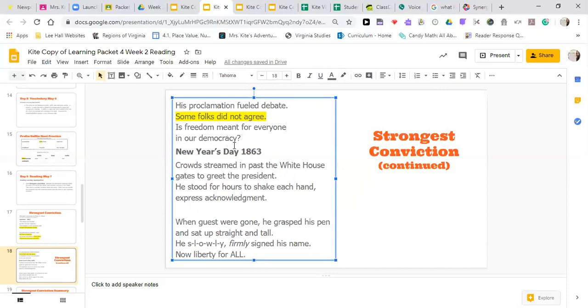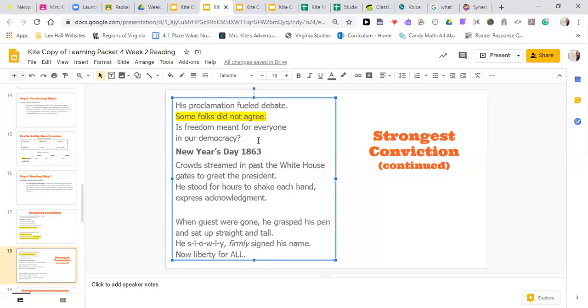Is freedom meant for everyone in our democracy? This question shows us that Lincoln was really struggling with how he should end slavery. Even if other people didn't agree, should he hold fast? Should he sign a document? Should he do this and abolish slavery completely and continue fighting in the Civil War and standing behind it? It had been a long battle. Lots of people died. And the Civil War doesn't end until 1865. So he had to decide if it was worth continuing the war over.